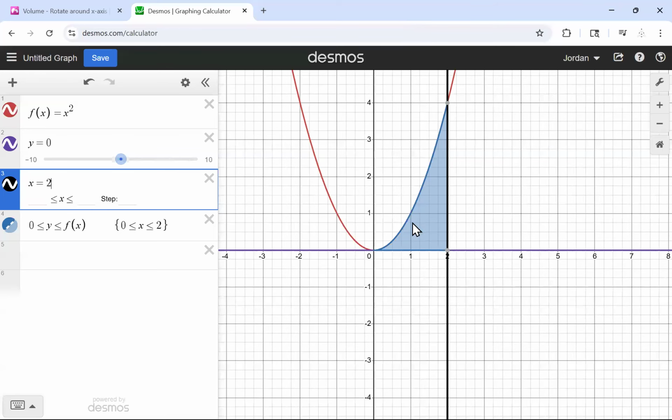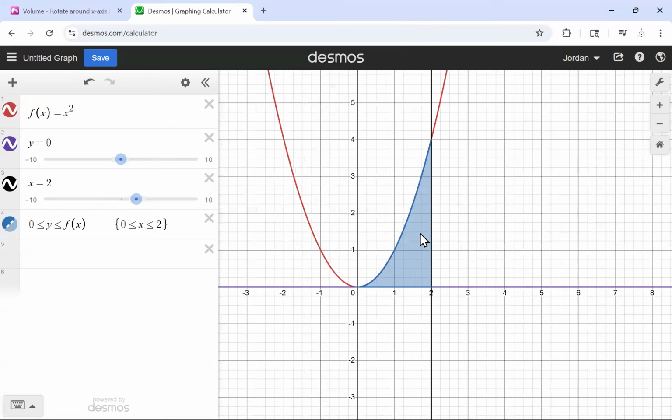I always like sketching the region to start out with. If I'm rotating it around the line x equals 2, notice x equals 2 is one of the sides of the region. And that's a very nice thing. So we're rotating it around that line, and that means a representative rectangle with the disk method is going to have to be perpendicular. So it's going to have to look like this, which means I'm going to integrate with respect to y.